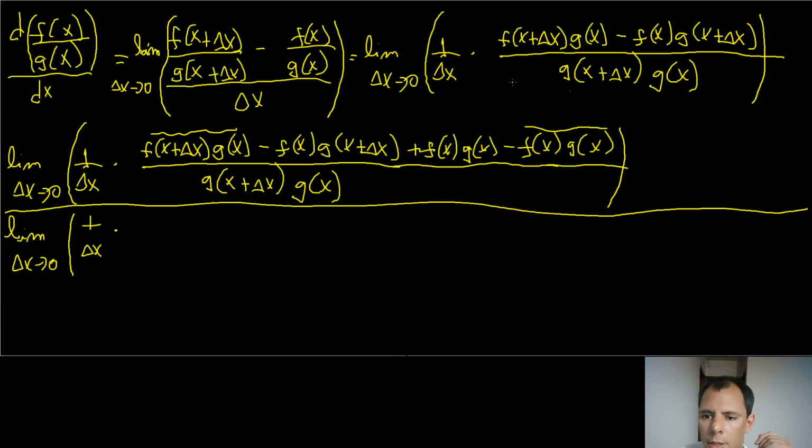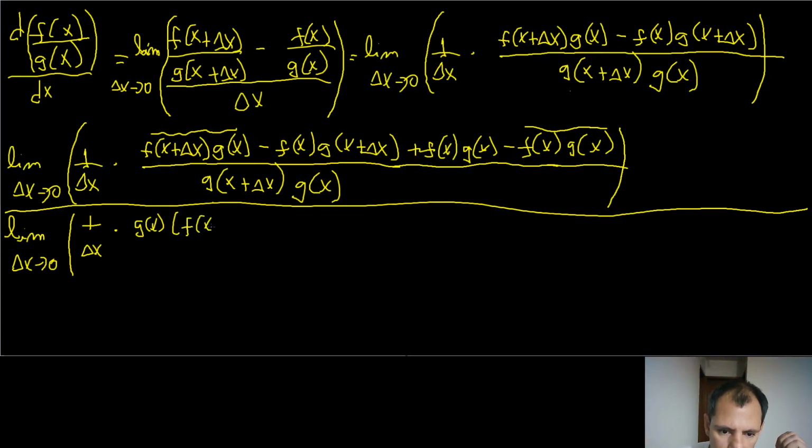Oh yeah, there's something else too. This 1 divided by delta x is multiplying the whole fraction, right? It's not just multiplying this term. This is multiplying this whole fraction here, look. Okay, so I'm going to get these extra parentheses out so it's not going to get more cluttered. So I'm going to group these two together so you can see that they have something in common, which I'm going to factor out, which is the g of x.